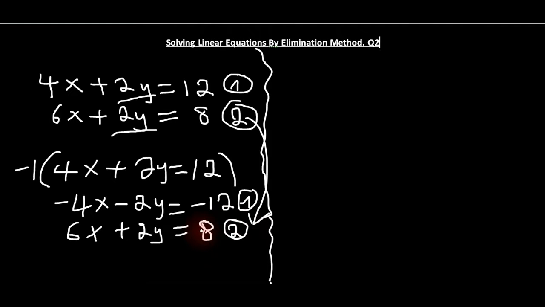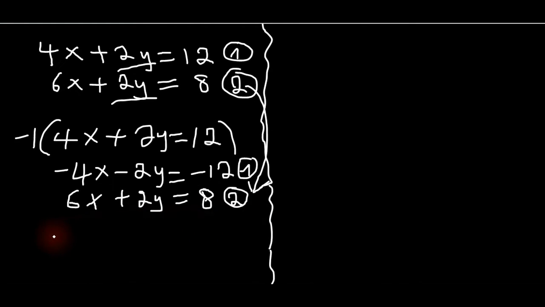Now we can easily solve by simply adding the equations together. When we add these equations at this point, we notice that the coefficients of the variable y are the same but have opposite signs. So we can solve this by simply adding the equations using the elimination method.